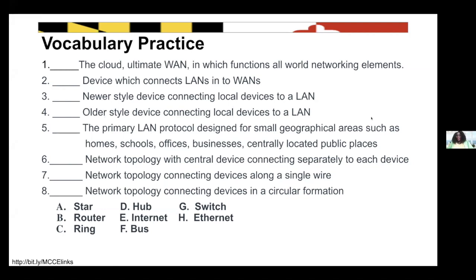The next person who posted their answer there, it looks like it's Mike. Mike, can you give us the next four, please? Sure can. The primary LAN protocol designed for small geographic areas such as homes, schools, offices, buses, centrally located public areas, I said H, Ethernet. Yep. And then the network topology questions. Number six, network topology with a central device connecting separately to each device, that is A, star. Yes. And number seven, network topology connecting devices along a single wire, that would be F, a bus. Yes, the backbone. And number eight, network topology connecting devices in a circular formation would be C, the ring.